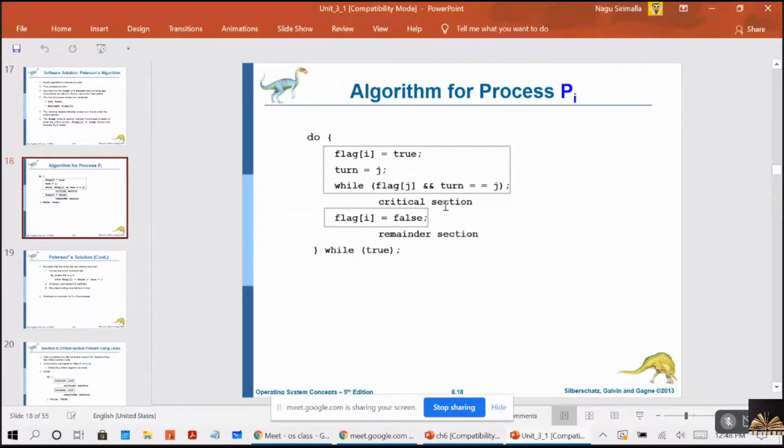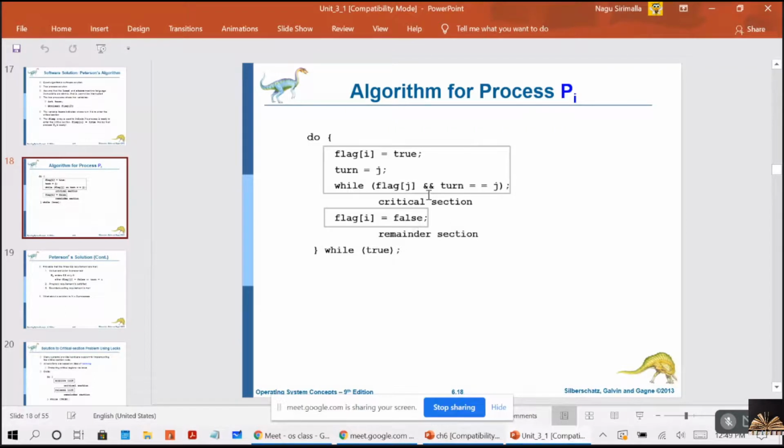Now J is allowed into the critical section. At this time, flag of J is equal to true and turn is equal to J, and this condition will persist as long as Pj is in the critical section. As a result, mutual exclusion is preserved. Unless J comes out of the critical section, it will not make flag of J equal to false.